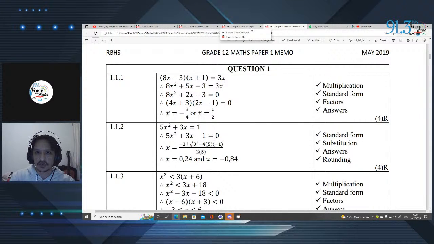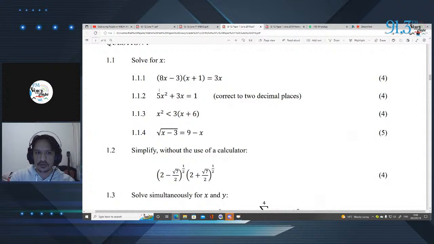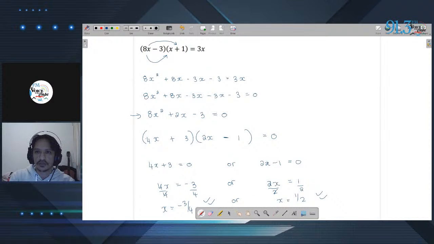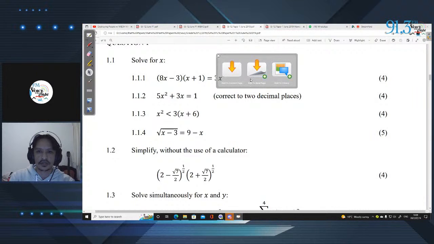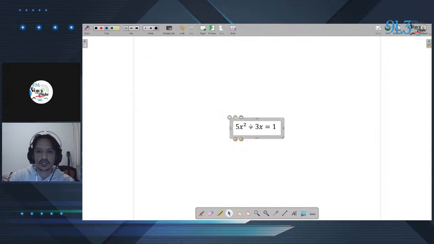Lovely. Okay. Let's go on to question 1.1.2, which is 5x squared plus 3x equals 1. And here they're telling us, solve correct to 2 decimal places. So we immediately know you're going to end up with an equation that you are unable to factorize normally. So you have to use the quadratic formula. Right. So let us just open this up. Let me go here. Copy this. Add it to a new page, and let's take a look.